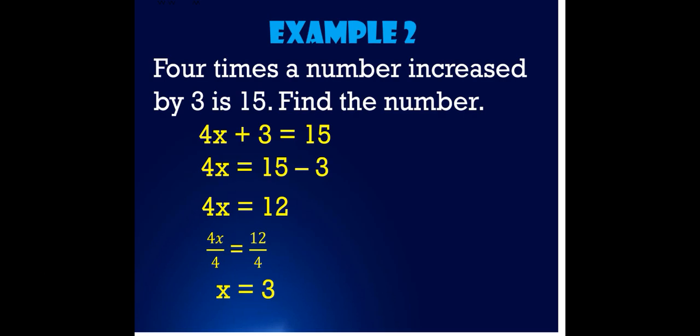Okay, yung third part pala ng ating ESP is yung proving. So, pwede nyong gawin yung nakuha nyong answer, i-check nyo kung tama siya, papalit nyo lang si value ng x na nakuha nyo sa x sa equation. So, 4 times 3 is 12, and 12 plus 3 is equal to 15. So, correct yung answer natin.